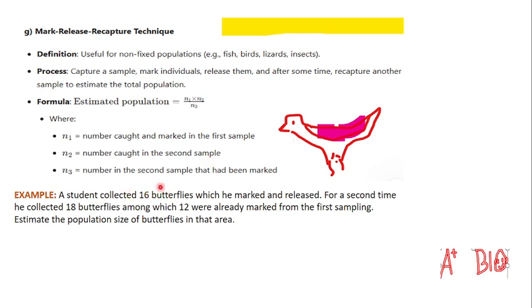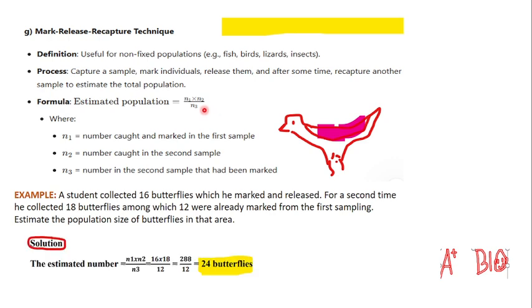This is an example. This one is taken initially. The students collected this, this is N1. Now they release. The second time they come, they take, this is N2 because they collected this one. Now among the 18, 12 already have the marker, meaning it is the one which I marked initially. Now this is an example, the solution. Are you ready? Take your time and estimate the population: N1 times N2 over N3. Very good. This is the solution. Now you end up having that your butterflies are 24.